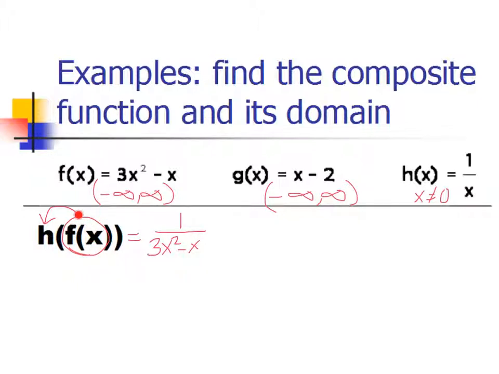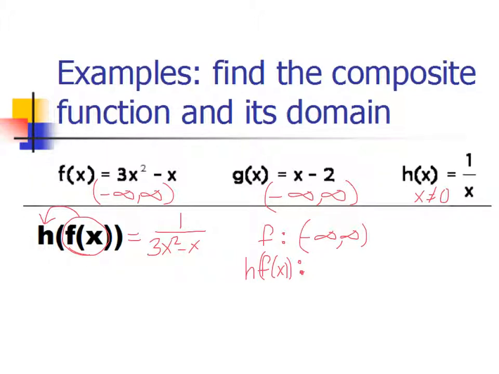That's what I grabbed and went and plugged in. So I'm going to check f. That doesn't have any restrictions at all. And then I bypass the other function and I go straight to my result. So my result is the h of f of x. And that domain I haven't found yet, but I'm going to.